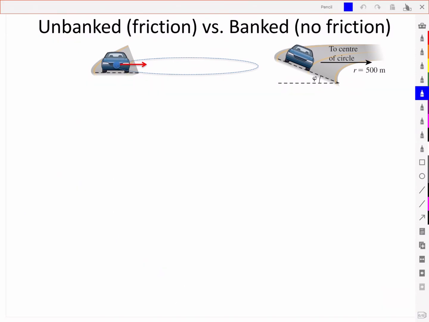I'm going to carry that expression over onto this page, but where I'm going to rewrite it in order to solve for the angle. So I now have tan of phi is given by that speed squared over gr. And we're told here that it is 90 kilometers per hour. And we want to find the angle that allows us to do 90 kilometers per hour.